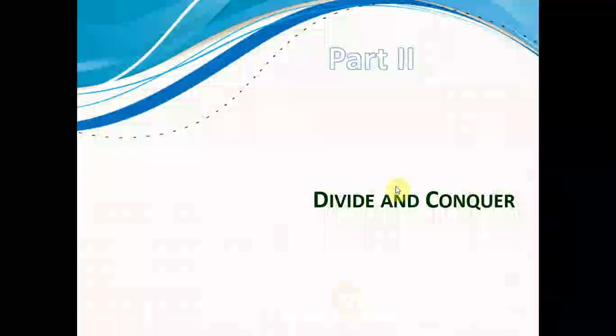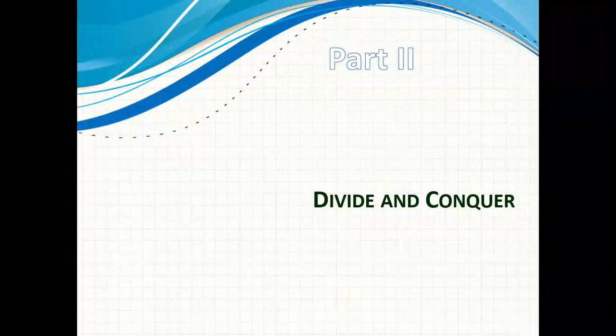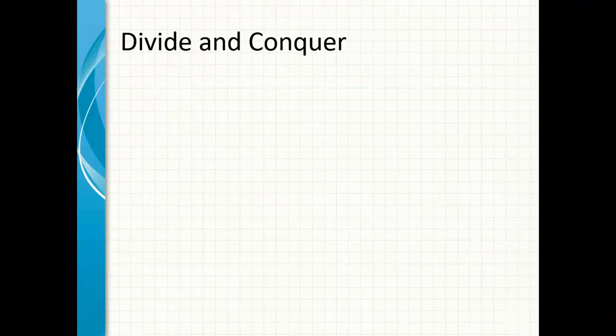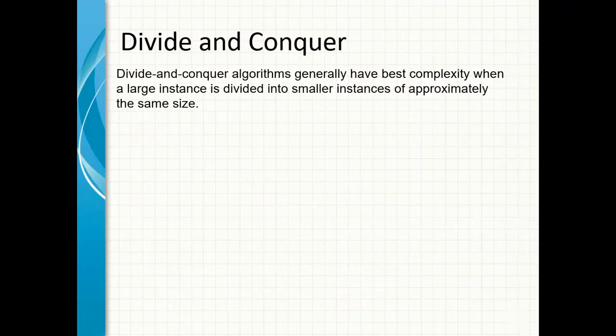Okay, to start with part 2, we'll introduce the idea of divide and conquer. So let's understand its concept. Divide and conquer algorithms generally have best complexity when a large instance is divided into small instances of approximately the same size. Simply speaking, if we find it too big to solve, then make it smaller until it becomes a manageable size.